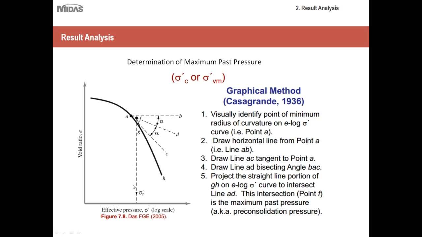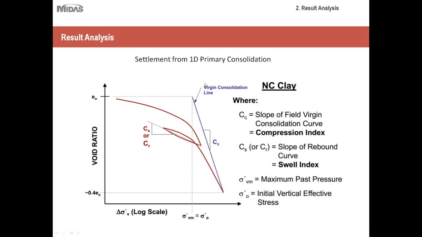Right over here, you just draw your line going down, and there's your maximum past pressure, or preconsolidation pressure. Okay, so once you have that pressure, the next thing you do, and keep in mind this is for normally consolidated clay. First, just to give you a view of what's going on here.